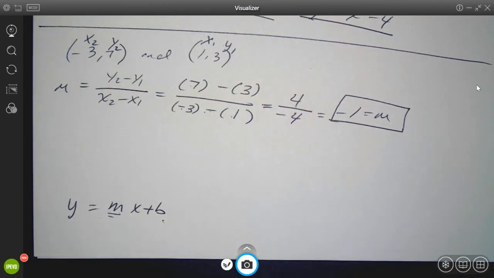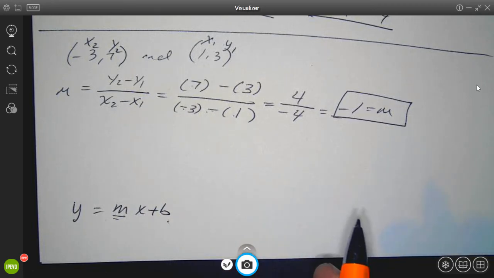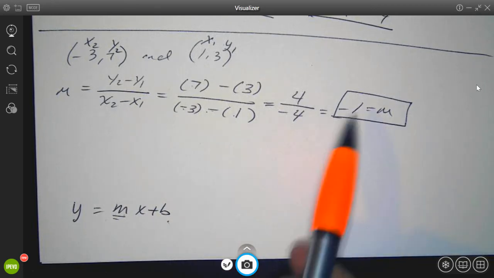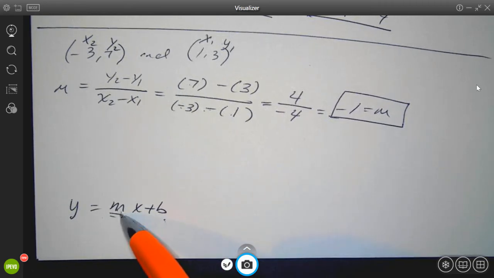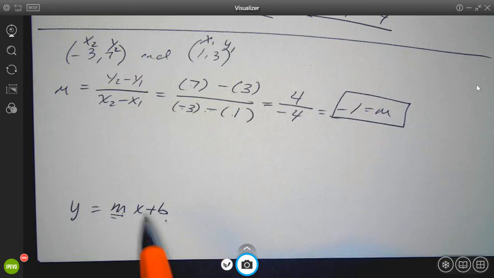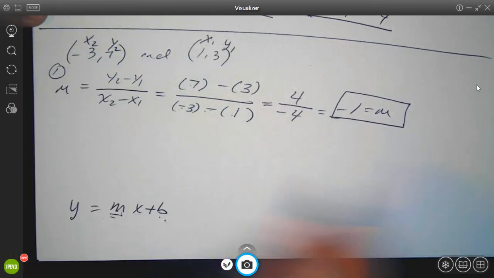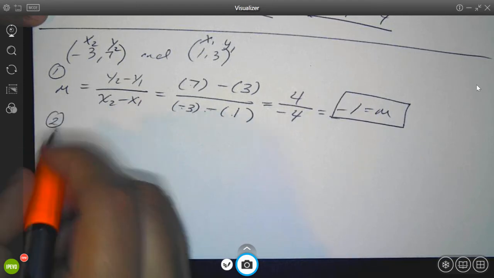Now this is where the hard part comes in, right? And again, I'll show you the shortcut in class, how we can do this in the calculator in a few seconds instead of doing this in a few minutes. But again, it is part of the process. So I found my slope, right? So my slope is negative 1. So I found half of what I need for this equation. The next part I need to find is b, right? So the first part was to find slope. The second part I need to find is b.